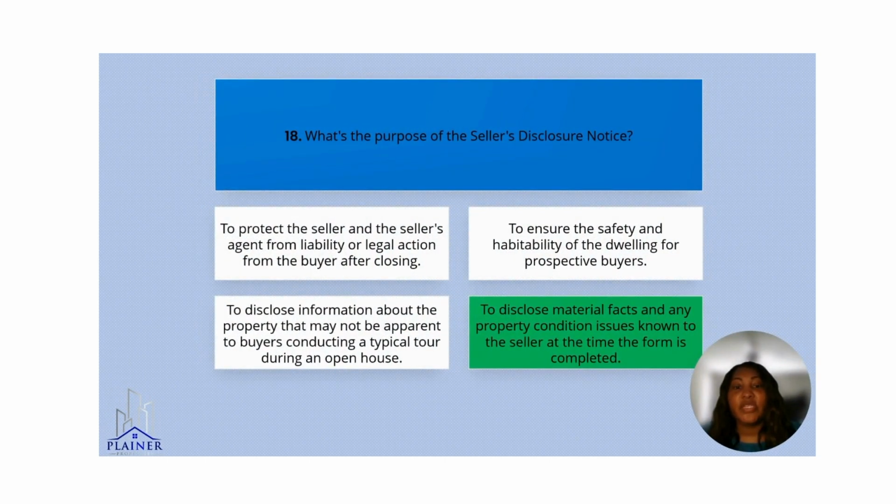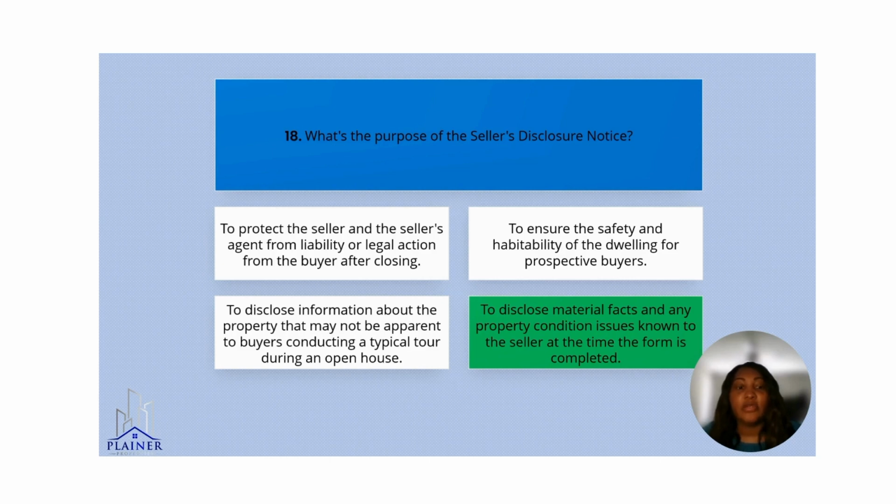The correct answer is to disclose material facts and any property condition issues known to the seller at the time the form is completed. The seller always has to complete the seller's disclosure notice because the buyer needs to know material facts and any property conditions about the property.